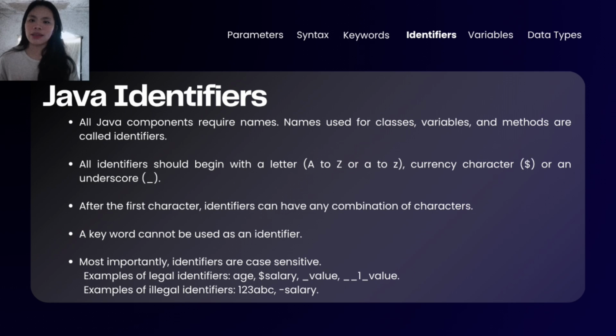Java identifiers are the names used to identify classes, variables, and methods in a program. Every component in Java needs a unique name, and these names are called identifiers. An identifier must always begin with a letter from A to Z. It could be a big letter or small letter, a dollar sign, or an underscore. After the first character, it can contain any combination of letters, numbers, or symbols like underscore or dollar sign. However, keywords in Java cannot be used as identifiers. Identifiers are also case sensitive, which means hello with a big letter H and hello with a small letter h are treated as different names.